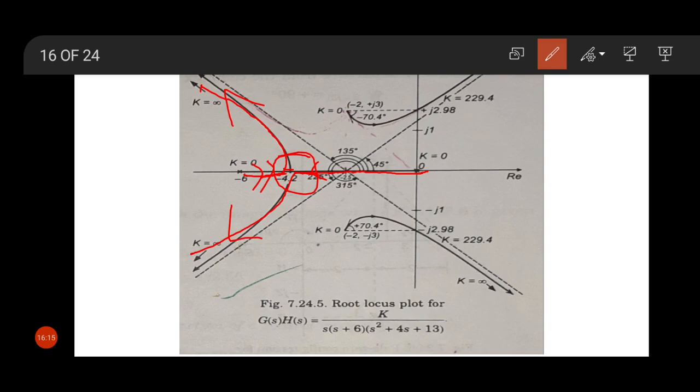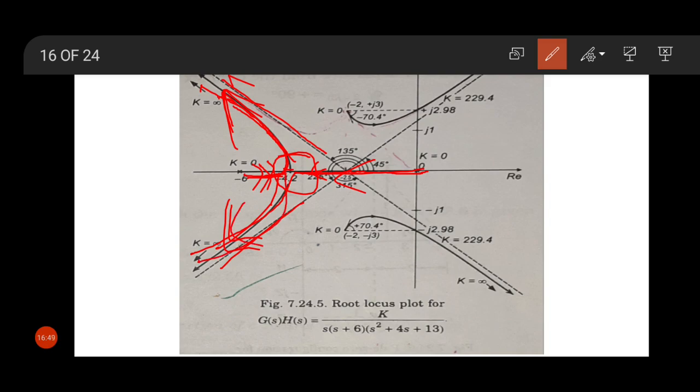Okay, and see the locus follows the asymptote. This is our asymptote. Okay, clear? This is our asymptote, follow in this way. So from 0 and -6 locus starts in this way, and they meet at -4.2, and from -4.2 they leave the real axis and follow the asymptote in this way.